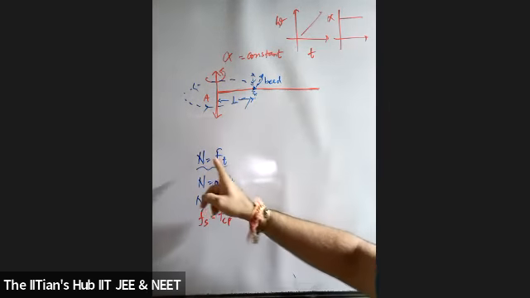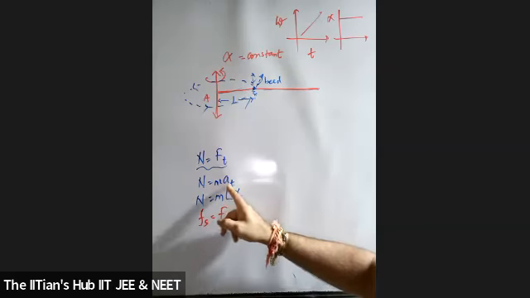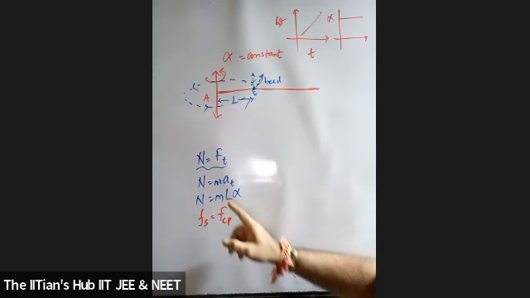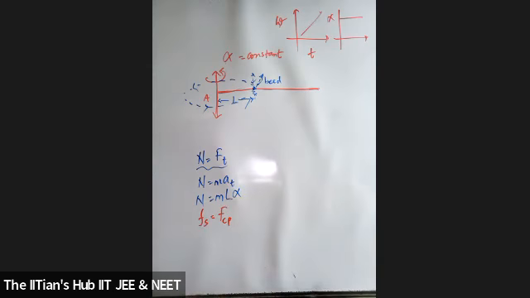What is normal reaction force? Force tangential. Force tangential is equal to mass into acceleration tangential. What is tangential acceleration? R into alpha, where R is the radius of the circular path. Is this part clear to everyone?